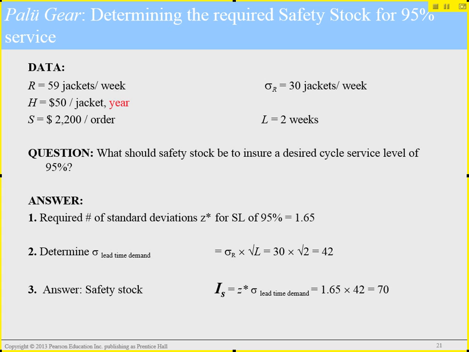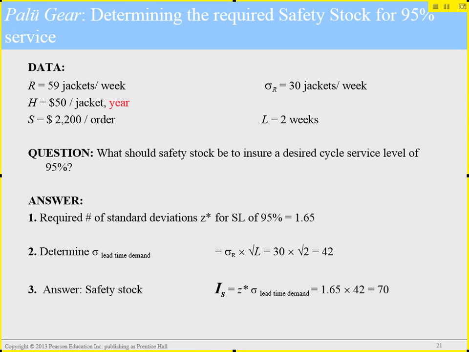Okay, the answer: we need the number of standard deviations to meet the 95%. That's 1.65. We can go to any table to get that. Some of us will have that memorized because 95% is such a standard one used. Or we can go to Excel and plug it into a formula.